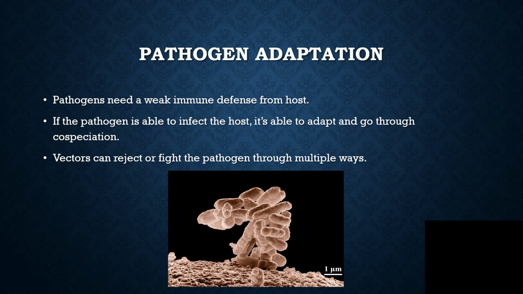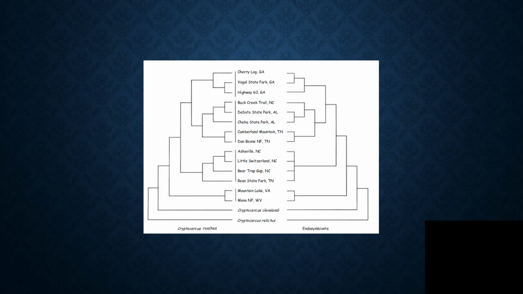For example, through the feces or through the reproductive system of males and females. And for the most part, that's pretty much it, those two ways that the host can reject the pathogen. And this is an example mentioned in the book, the symbiont relationship between microorganism symbiont species and the Cryptocercus roaches. Some of these vectors can reject the pathogen, like I said, through multiple means.